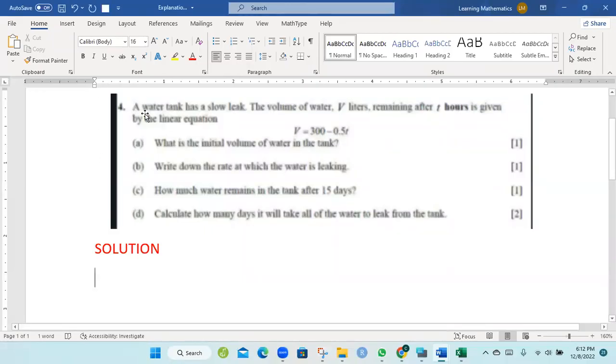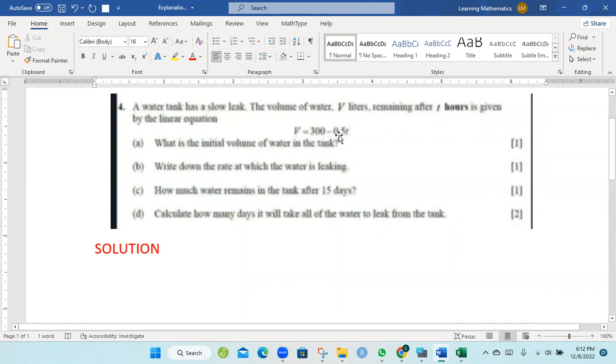This question says a water tank has a slow leak. The volume of water V liters remaining after T hours is given by the linear equation V is equal to 300 minus 0.5 T. So 300 is the y-intercept. That is when T is equal to 0. So the volume would be 300 liters.